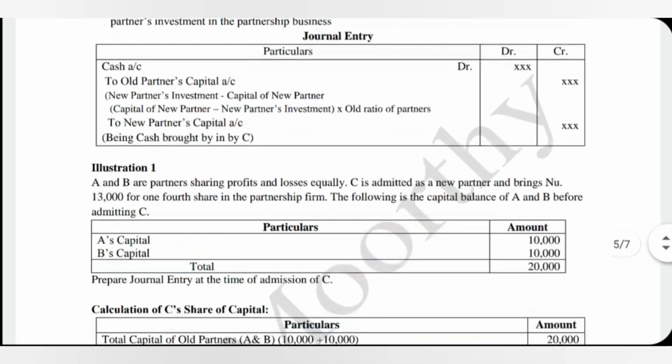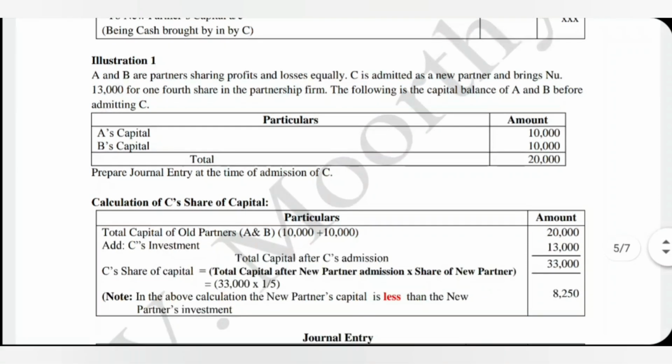Here we can see some illustrations with regard to this method. A and B are partners sharing profits and losses equally. C is admitted as a new partner and brings in 13,000 for a 1/4 share in the partnership firm. The following is the capital balance of A and B before admitting C. A's capital 10,000, B's capital 10,000. The total capital is 20,000. That is, the existing partners' capital put together is 20,000. Prepare the journal entry at the time of the admission of C.